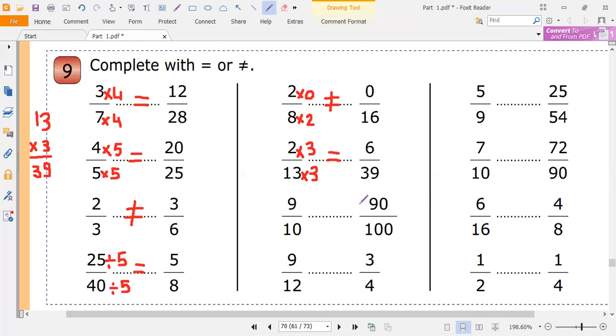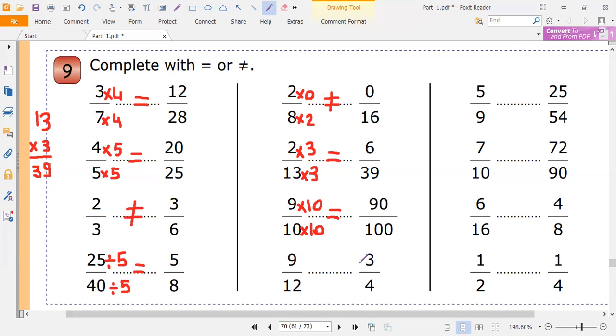Now 9, how becomes 19? It becomes bigger, so we multiply by 10. And if we multiply the 10 by 10 also, we get 100. So we multiply the numerator and the denominator by the same number. So yes, they are equal.